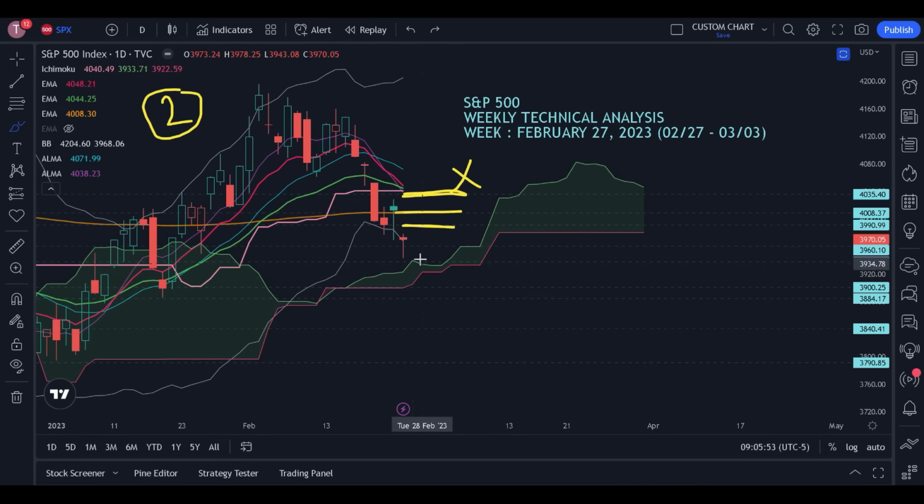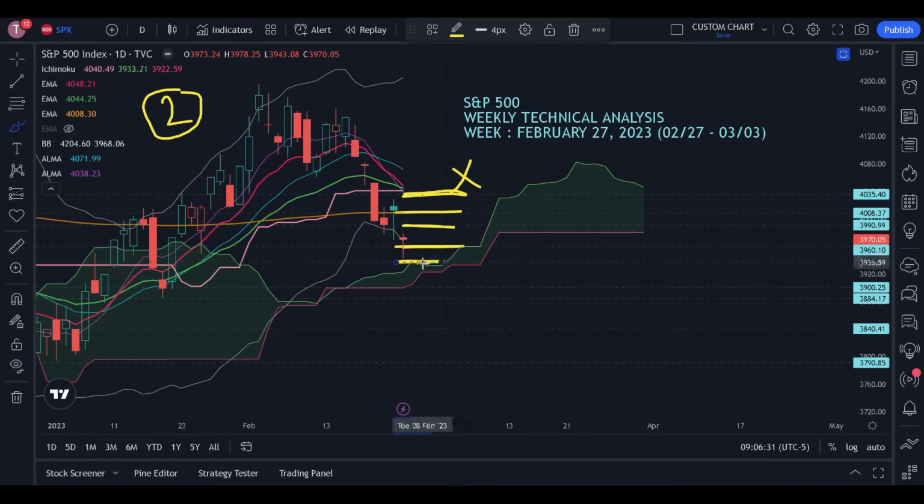Now the immediate support comes at 3960, and this is what we knew. If there comes any open, and the initial movement, we are going to talk about that in the last point of the agenda of this S&P 500 weekly technical analysis, in the probable movement. But as of now, if there comes any open above 3960, then 3960 is going to act as a good support. The next support, a good support, is the zone of 3937 itself.